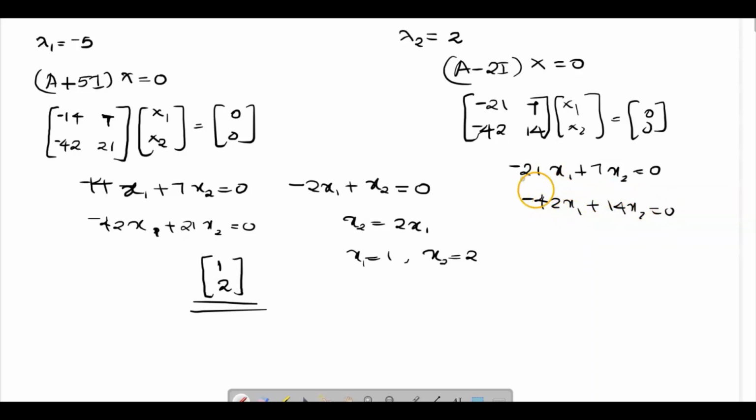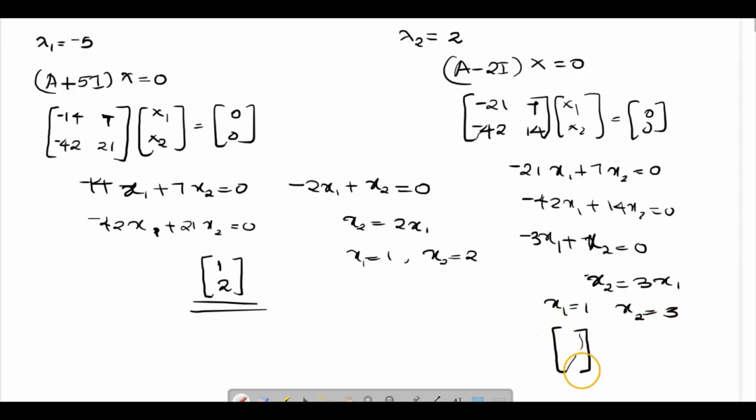Now this is divided by 7. We get minus 3 x1 plus x2 equal to 0. Same, divided by 14, we get minus 3 x1 plus x2 equal to 0. So x2 is equal to 3 x1. That is, if we put x1 equal to 1, then we get x2 equal to 3. So the eigenvector corresponding to the second eigenvalue is 1, 3.